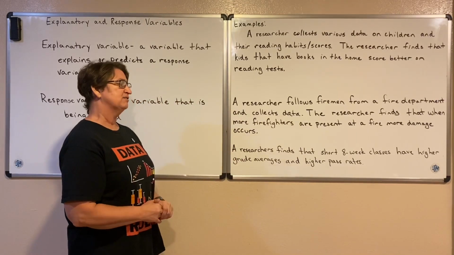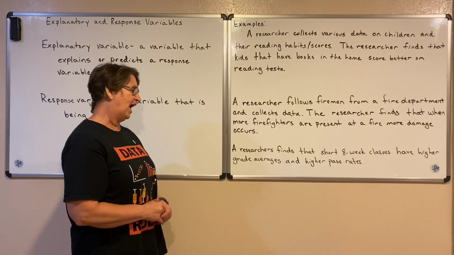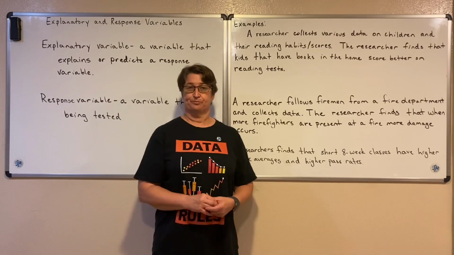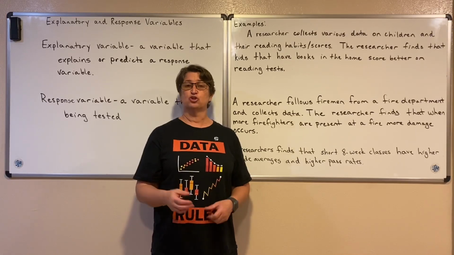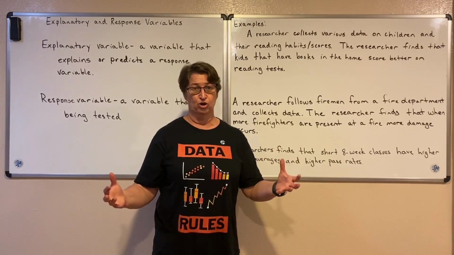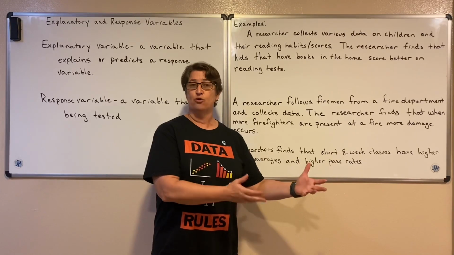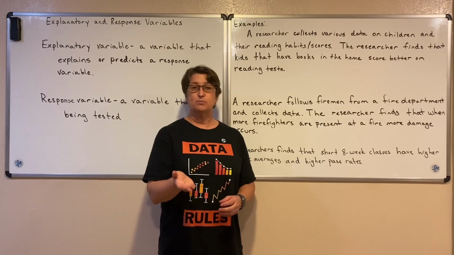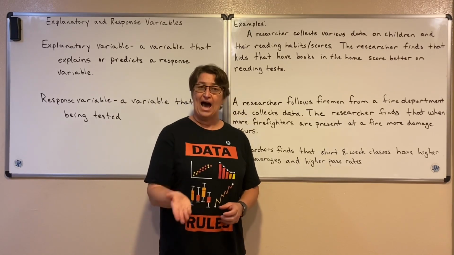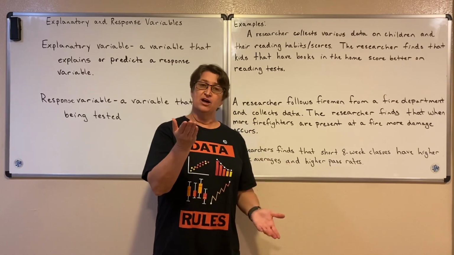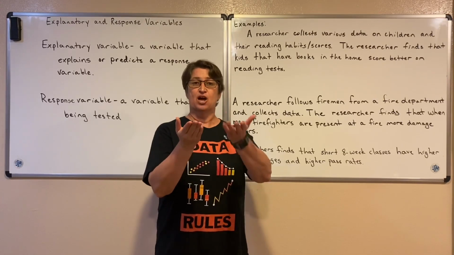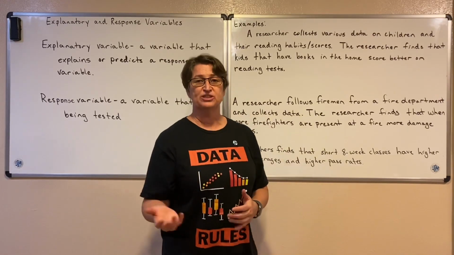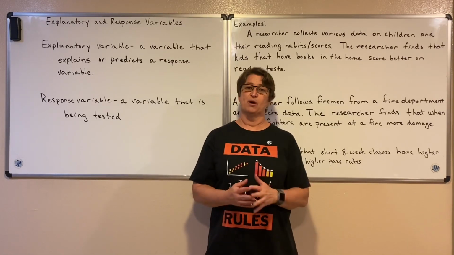A researcher finds that short 8-week classes have higher grade averages and higher pass rates for students. So in this case, the researcher looked at how long the courses were, and then the GPA, or the grade that was made in the course. So the explanatory variable was how long the course is, and the response variable is the grade that was made. So the explanatory variable just predicts or explains our response variable.